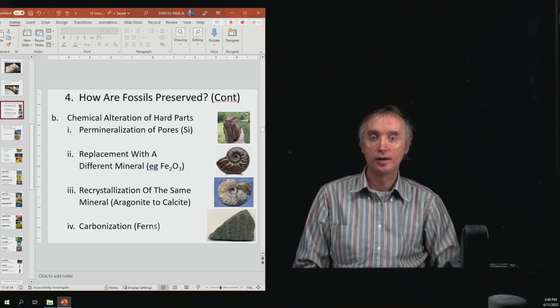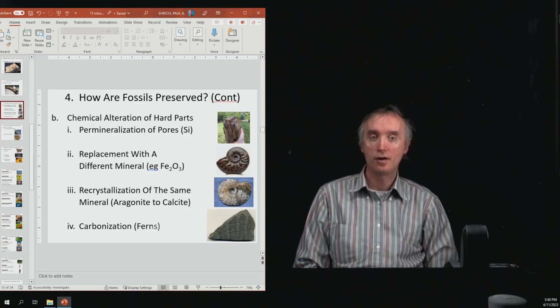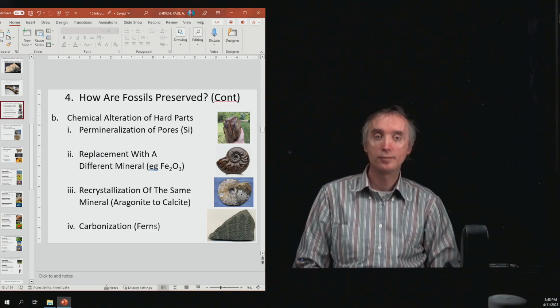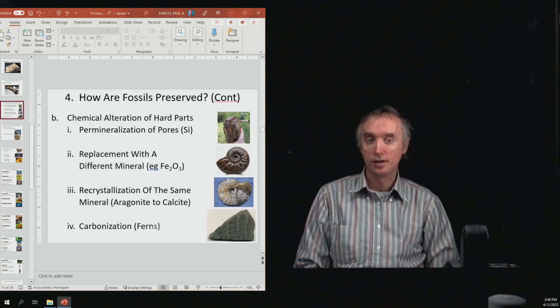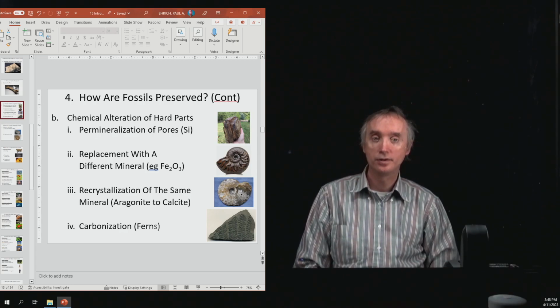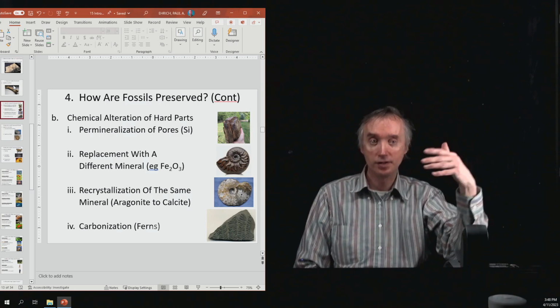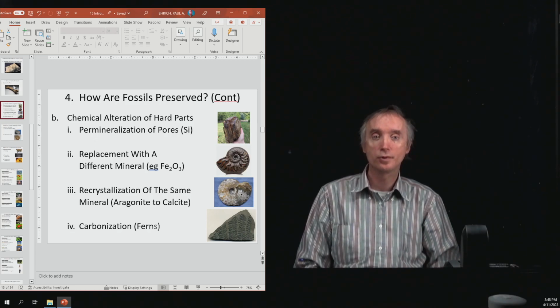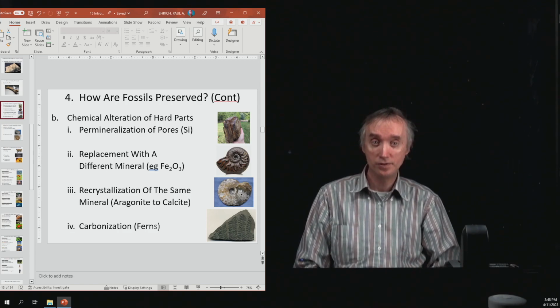Okay, the second way is chemical alteration of hard parts. And the first method is going to be called permineralization. And so what's going to happen here is, let's say you've got a piece of wood, and that wood is going to be buried, and then groundwater is going to carry in silica that has been dissolved in the water. That silica is going to start to replace the organic material that used to be the wood. So that what you'll end up with is something that looks like the original piece of wood.